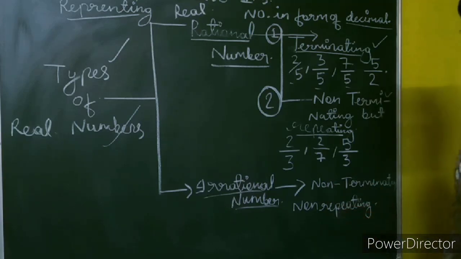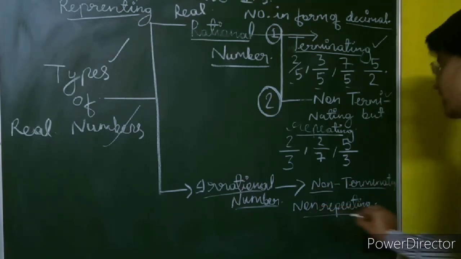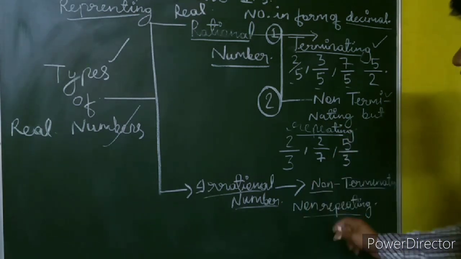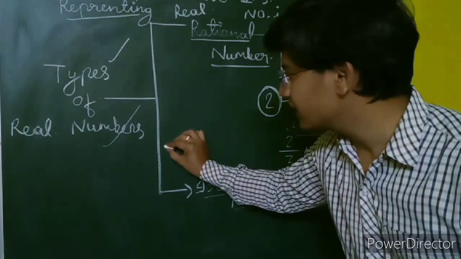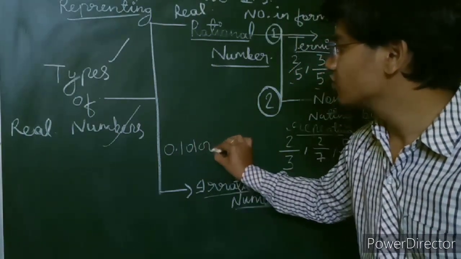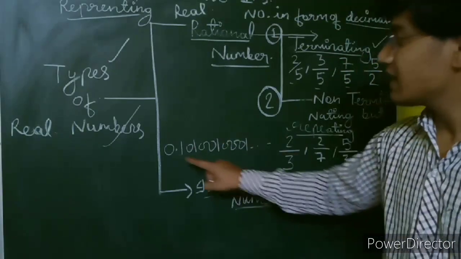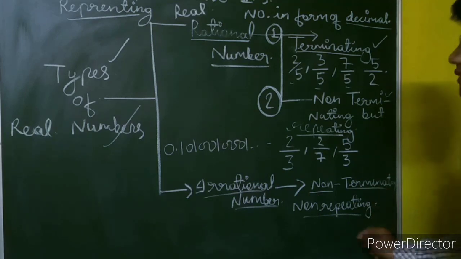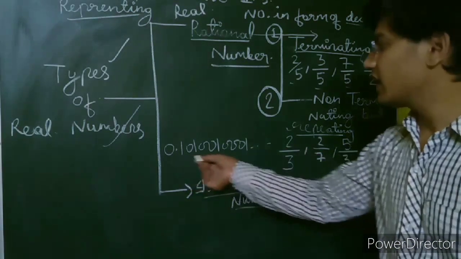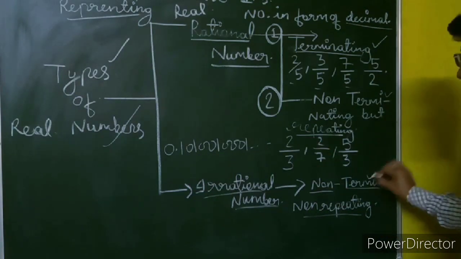So irrational numbers are non-terminating, non-repeating. As I told you in our previous video, for an example we will take 0.10100100001 and so on. So it is non-terminating, non-repeating. What is the meaning of non-terminating, non-repeating? This number is not ending anywhere, so we will say it is non-terminating.